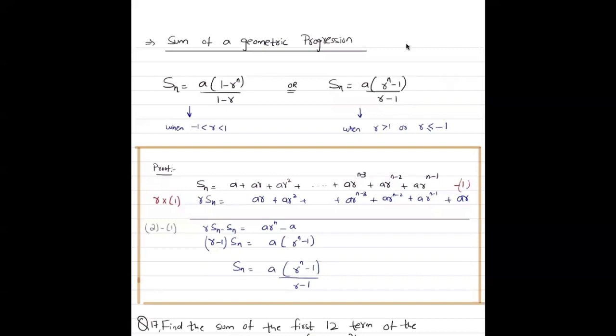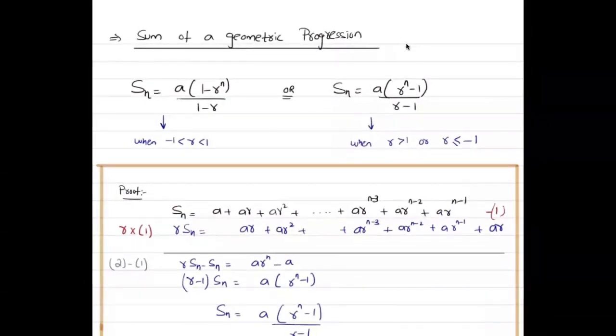So in today's class, we are going to be looking at the sum formula for the geometric progression. The sum Sn indicates the sum of the first n terms of a geometric progression. It is given by a, the first term, times (1 minus r to the power of n), where r is the common ratio, divided by 1 minus r. So a times (1 minus r to the power of n) divided by 1 minus r.